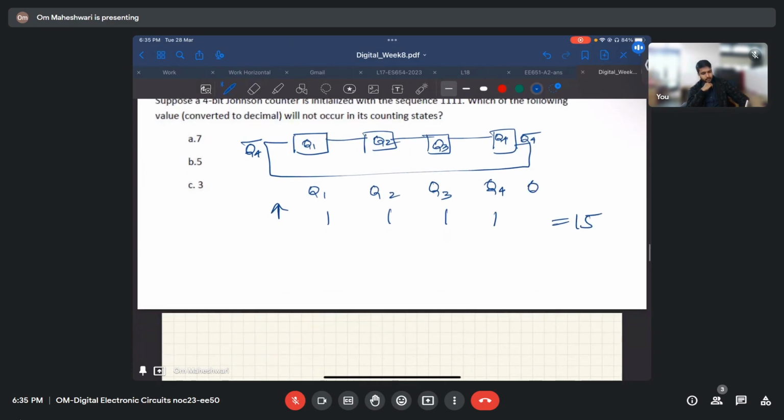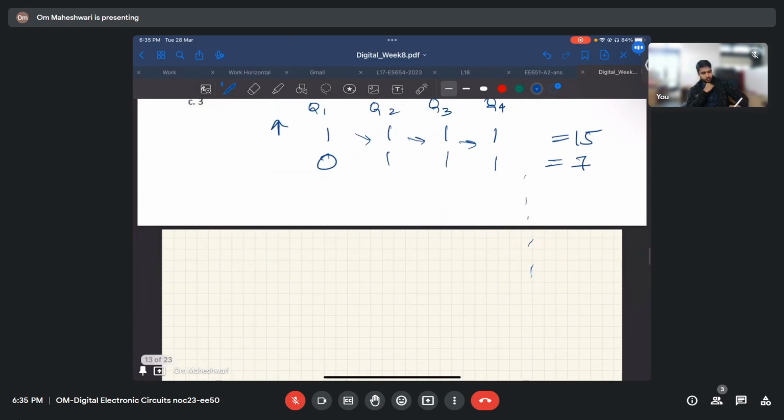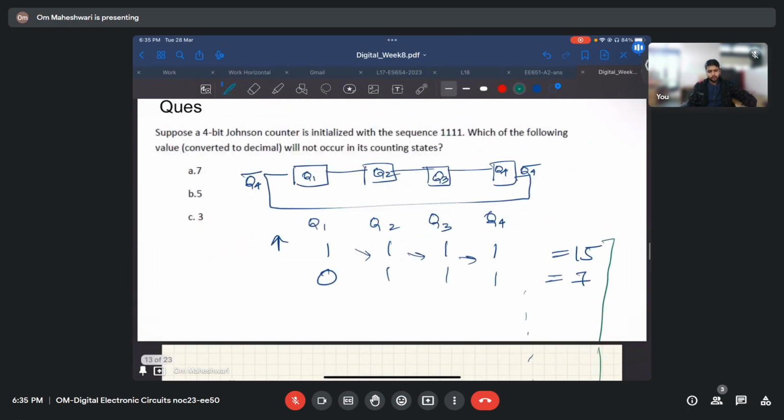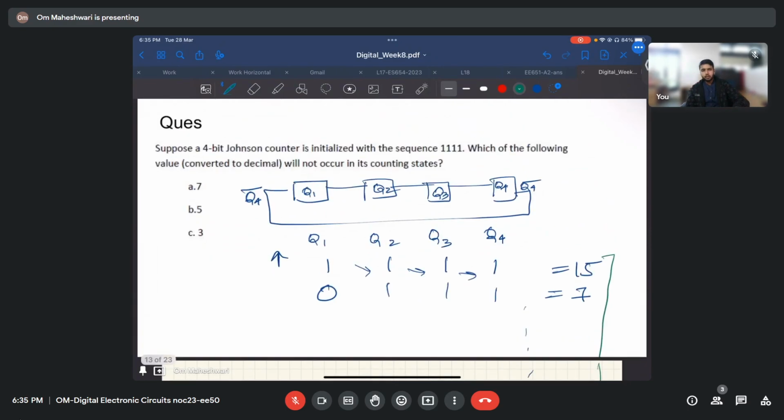So in the next cycle Q4 bar will be 0. Let me not write Q4 bar, it is understood. So the next 0 will be here and these will shift: 0, 1, 1, 1. So this is 7. After the complete cycle, when we again get 1, 1, 1, 1, it is 15. Which of these numbers are covered, and which number is not covered? That is the question. I'll wait a few minutes for you guys to attempt it.